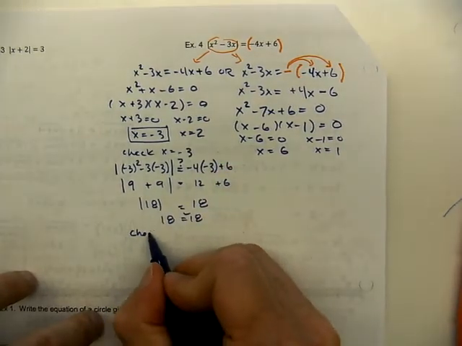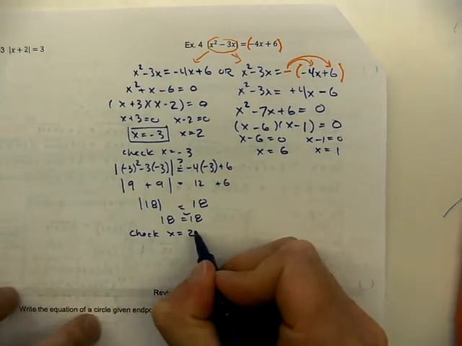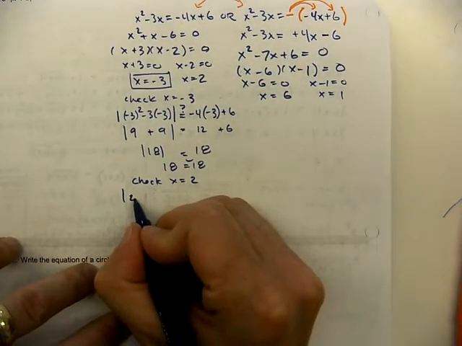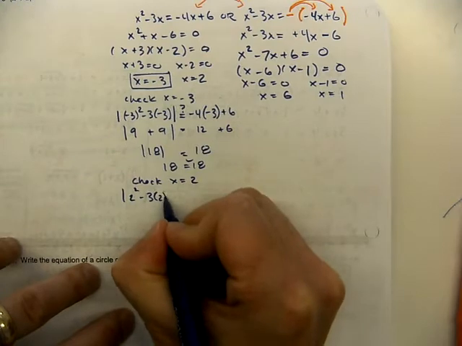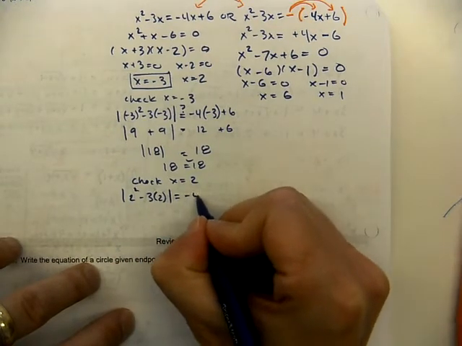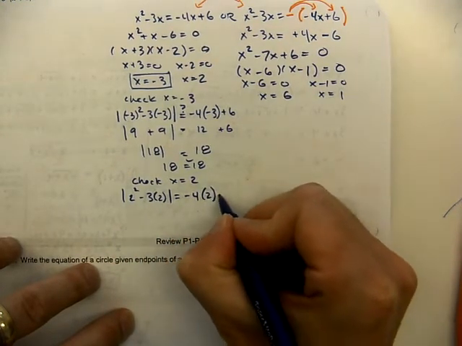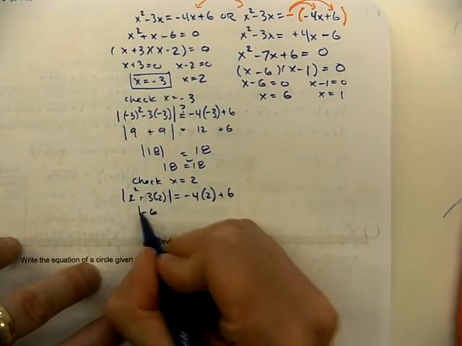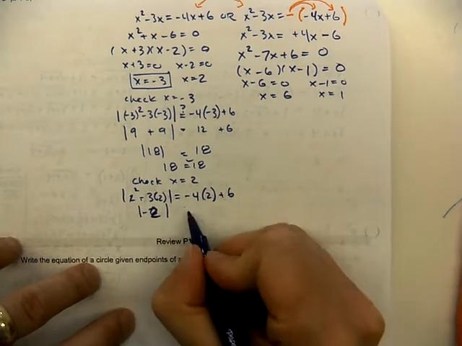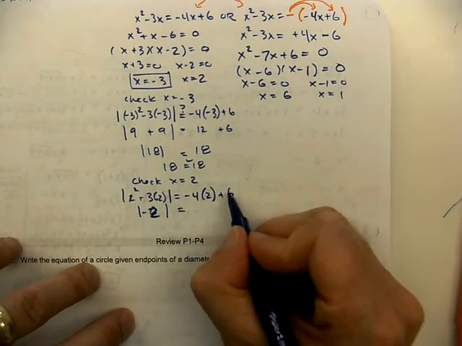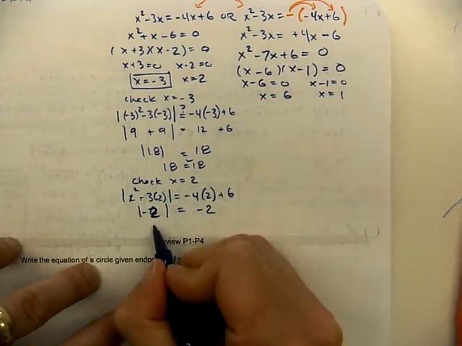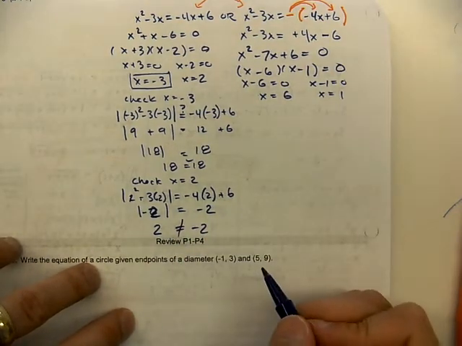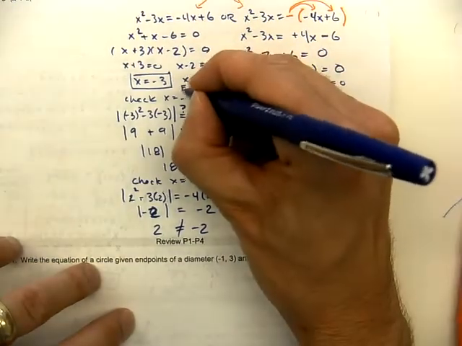Let's check x equals 2. Putting that back into the original problem, we have the absolute value of 2 squared minus 3 times the input of 2 equals negative 4 times the input of 2 plus 6. So 4 minus 6 gives us a negative 2 in the absolute value. Negative 8 plus 6 is a negative 2 on the right-hand side. Absolute value of negative 2 gives me a positive 2. So that one fails. So that's my extraneous solution.